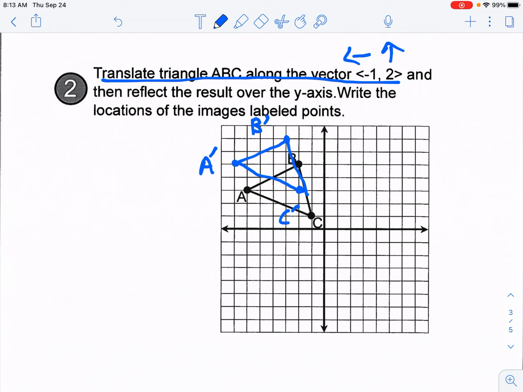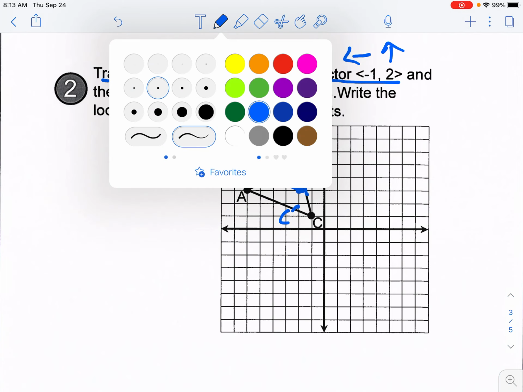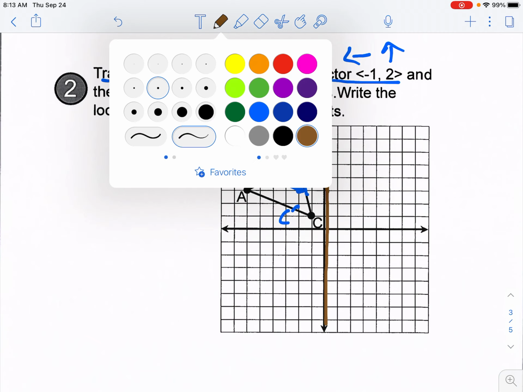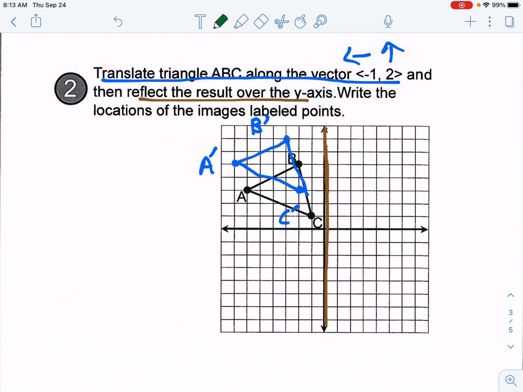All right, now the second thing it asks us to do is to reflect over the y-axis. So we're going to be reflecting our new blue figure over the y-axis. All right, so over the brown line in this picture. Okay, let's do A prime first. I'm 1, 2, 3, 4, 5, 6, 7 away from the brown line, our reflection line. So 1, 2, 3, 4, 5, 6, 7 over to the other side.